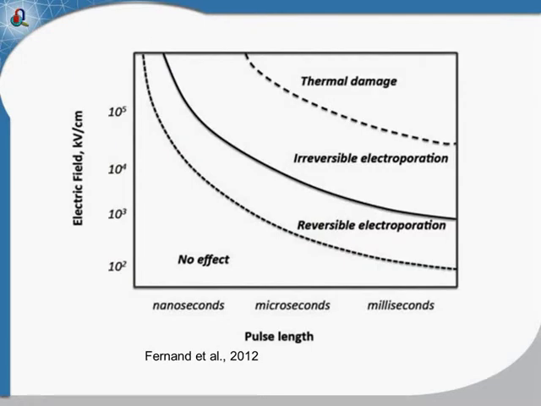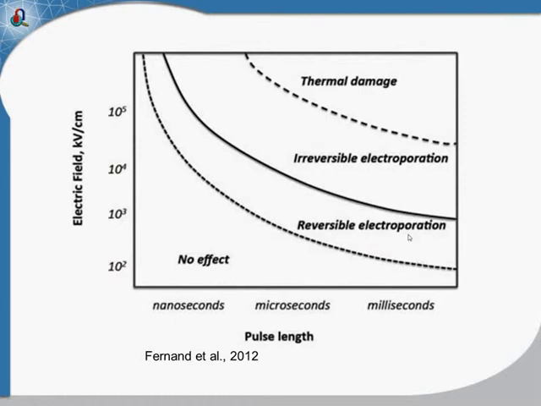Now here I would like to summarize what happens to the tissues or cells once we apply the pulsed electric fields. I put the two major parameters here. One is the electric field strength and one is the pulse length. And we can see that there are several effects which can happen. So first, there is no effect. If we use very short pulses with very high fields, or very long pulses but very low field, we won't have any effect on the cell.